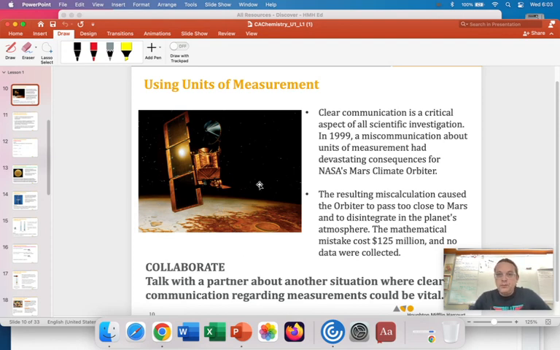So pause the video and discuss or respond on your note sheet: what is a situation where clear communication regarding measurements could be vital?